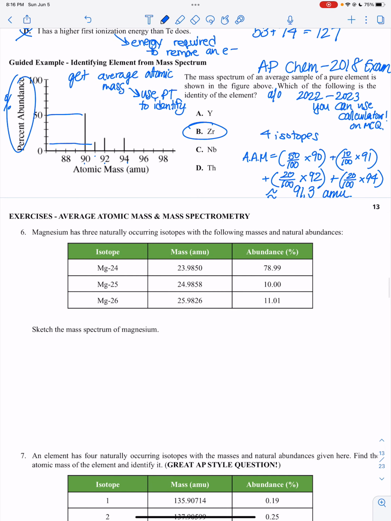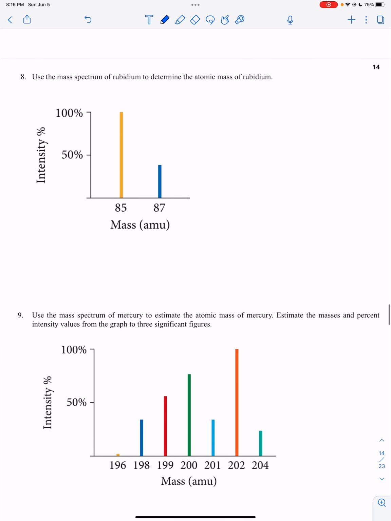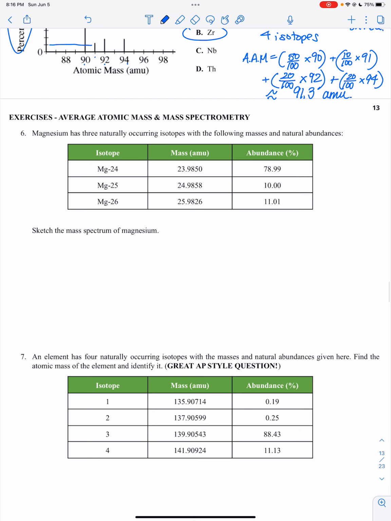Alrighty, use these notes and lectures now to answer exercises 6, 7, 8, and 9 on your own. If you have any questions or concerns, please let me know. Some of them are going to ask you to construct a mass spectra. Remember, number of peaks equals number of isotopes. I see that there are 3 peaks here, or 3 isotopes, so I'll have 3 peaks. And then the height is going to be equal to the percentage. So you could easily construct a graph here and then do the calculation.